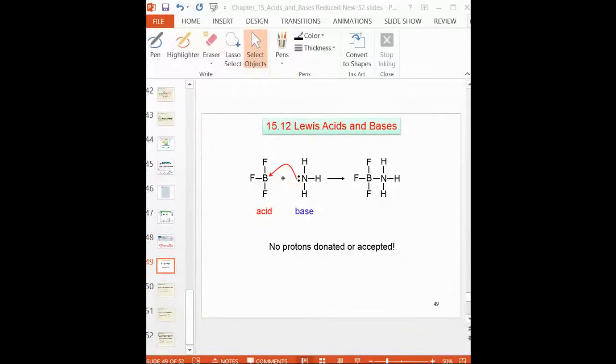All right, now I'm just going to start the last section of chapter 15, 15.12, that is Lewis acid and Lewis base. If you remember, we went through the previous lecture about the Bronsted acid and Bronsted base. What is the concept of acid and base given by Bronsted theory? Could you tell me, please?